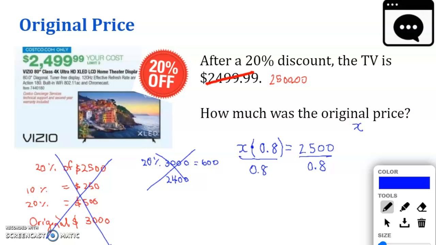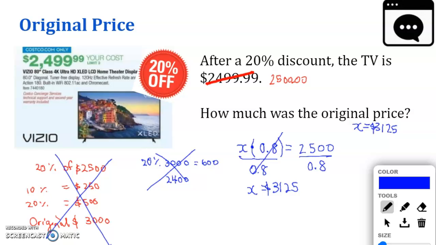And when I do that, this 0.8 divided by 0.8, they cancel out, and on the left hand side, X is equal to, if I use my calculator, 2,500 divided by 0.8, which is $3,125. So I am saying that the original price was $3,125. Okay, is this true?